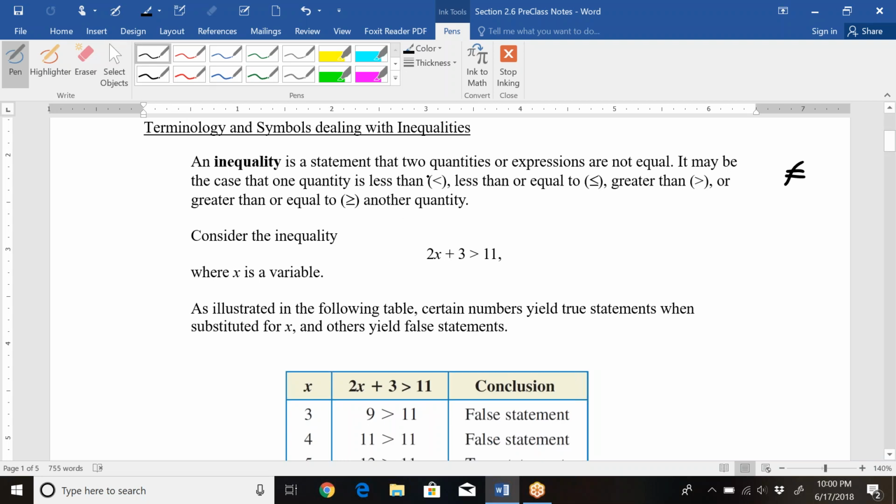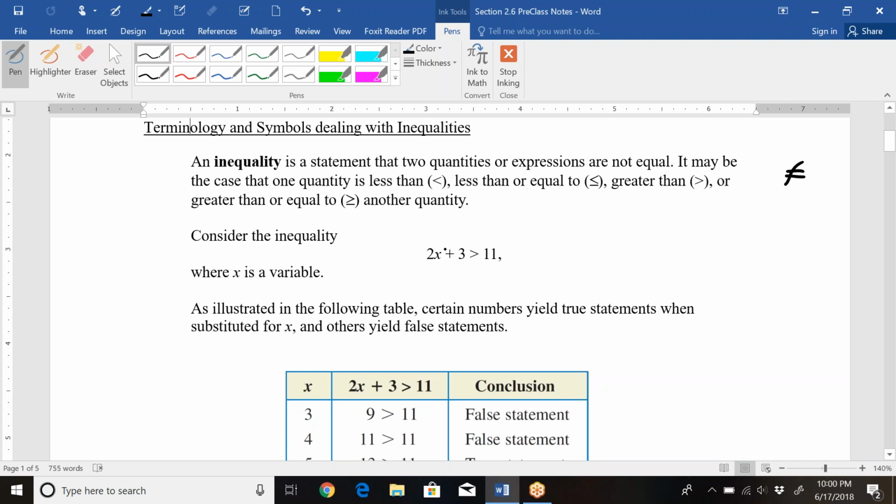Make sure you understand the difference between less than and greater than. A lot of people learn the fish, the alligator eats the larger fish. But you need to be able to read it from left to right. So the point coming first means you read that as less than. The opening coming first you read as greater than.